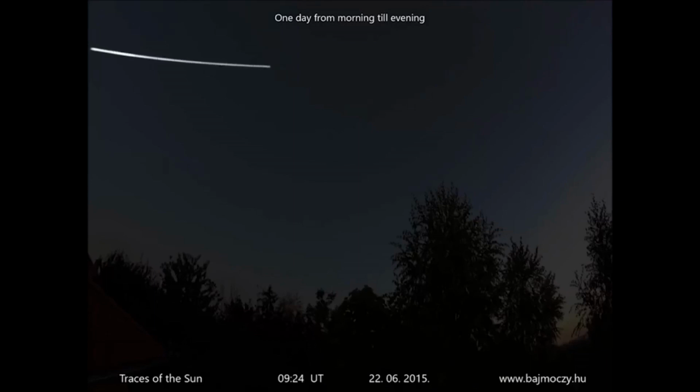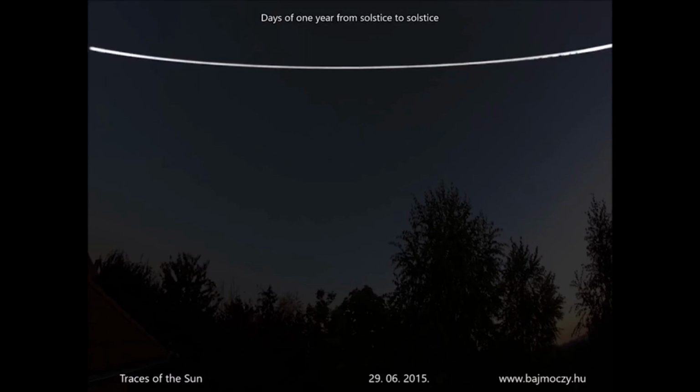So this is the course of a day from morning till evening. And this was the June solstice in 2015. So here's the path the sun took through the sky.